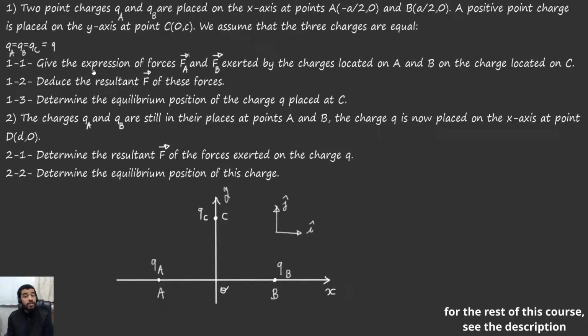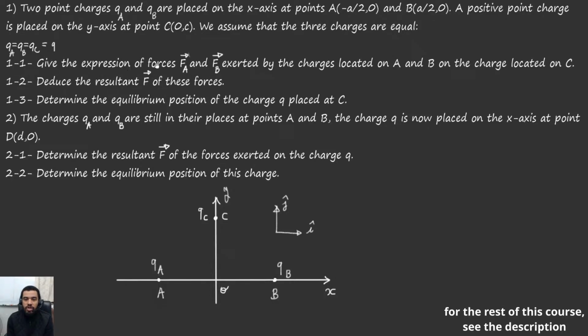Hi everyone, so after seeing Coulomb's law, now it's time for application. We have our first application. Two point charges QA and QB are placed on the x-axis at points A of coordinates minus a over 2, 0, and B with coordinates a over 2, 0. A positive point charge is placed on the y-axis at point C of coordinates 0 and c. We assume that the three charges are equal, which means that QA equals QB equals QC equals Q.